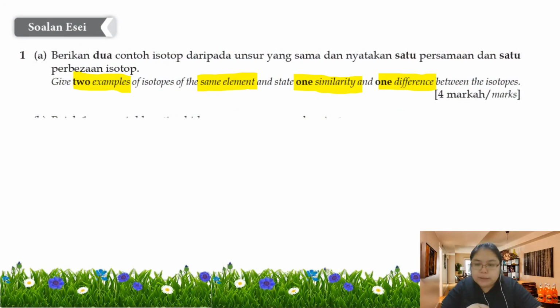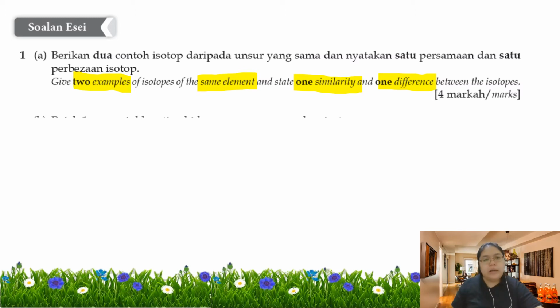Okay, then what we're going to see is an essay question, 4 marks. First one, they want you to give 2 examples of isotopes. After that, they must be the same element. So just now I told you oxygen, oxygen. So this one is one pair of isotopes. Then you must know what the proton number is. Then you need to state the similarity and also the differences between the isotopes.